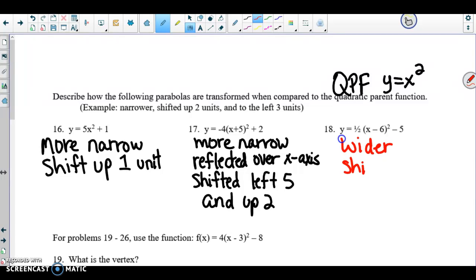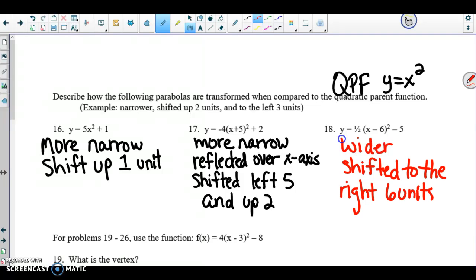Shifted to the right 6 units and down 5 units. Okay. Good thing we have Desmos to check ourselves, but hopefully you were seeing some of those things without even checking first.